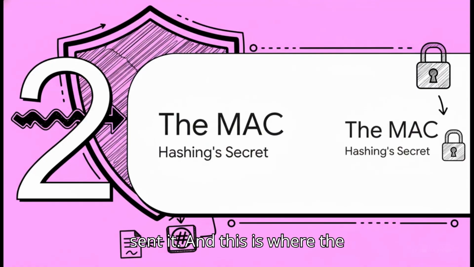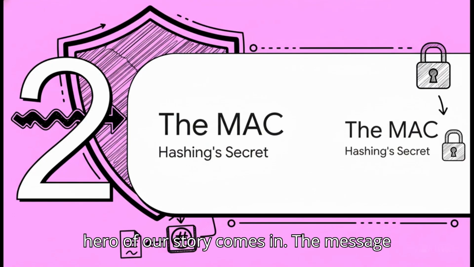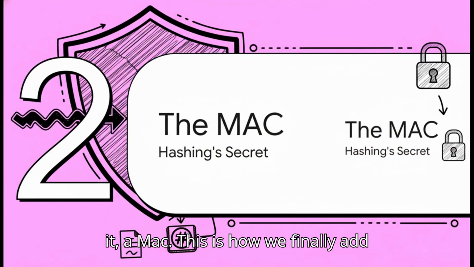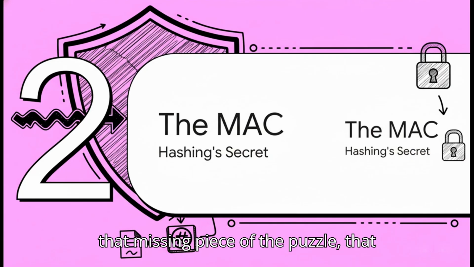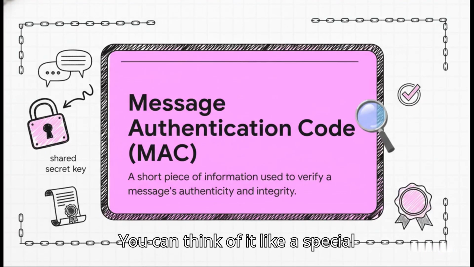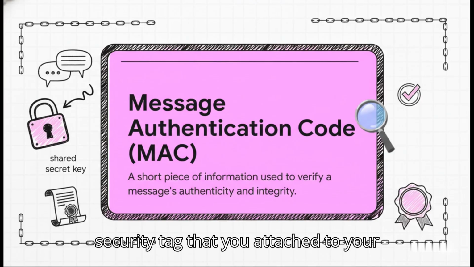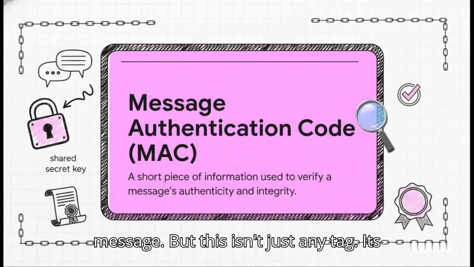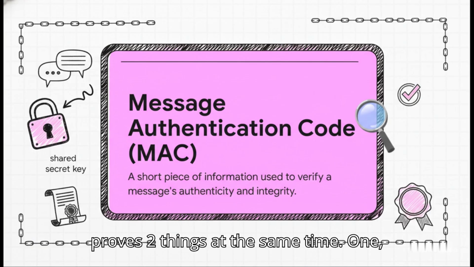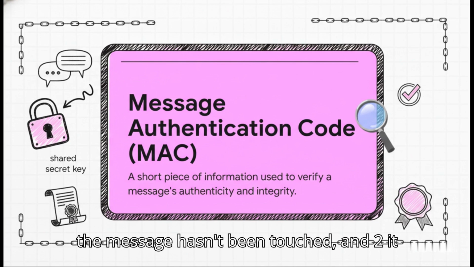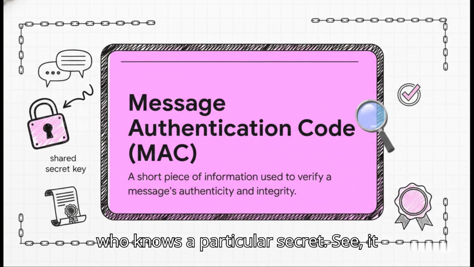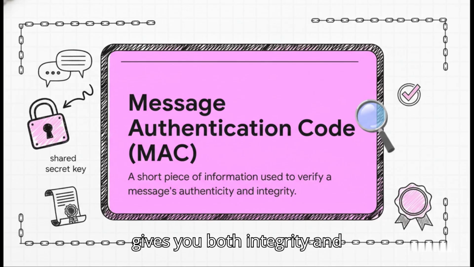And this is where the hero of our story comes in, the Message Authentication Code, or as everyone calls it, a MAC. This is how we finally add that missing piece of the puzzle, that layer of trust. So what exactly is a MAC? You can think of it like a special security tag that you attach to your message. But this isn't just any tag. It's generated in a very specific way that proves two things at the same time. One, the message hasn't been touched. And two, it could only have been created by someone who knows a particular secret. See? It gives you both integrity and authenticity.